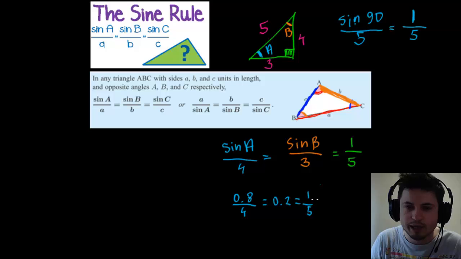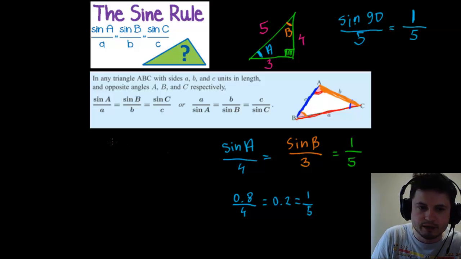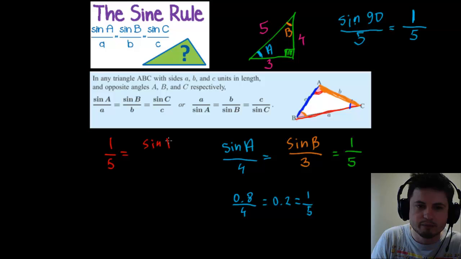Now, if you have this ratio, we can actually find this angle, right? Let's find this angle B using this particular rule, and also using what we just found as the ratio. If your ratio is 1 over 5, that means that the sine of angle B divided by 3, which is the side here, should give us this, right?